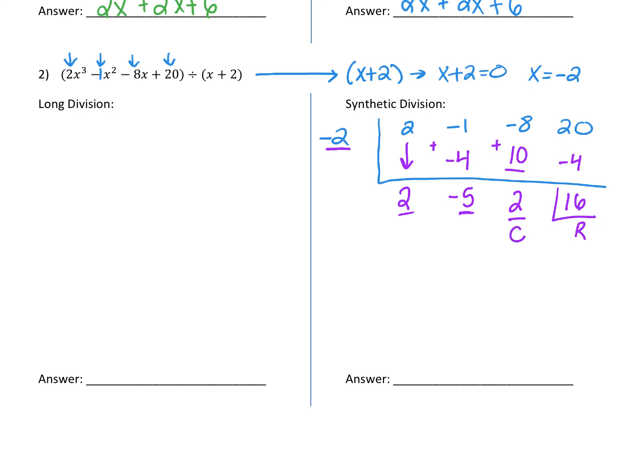This will be my constant. This will be my x term. This will be my x squared term. So I'm going to have 2x squared minus 5x plus 2. And the remainder we're always going to write over the divisor, which was x plus 2. So plus 16 over x plus 2.